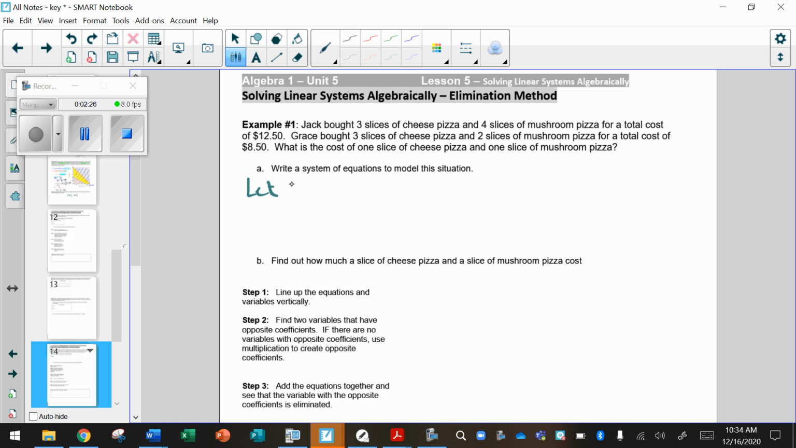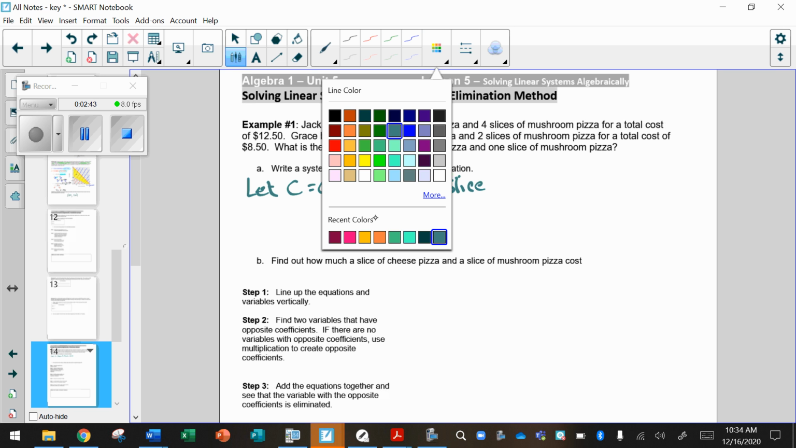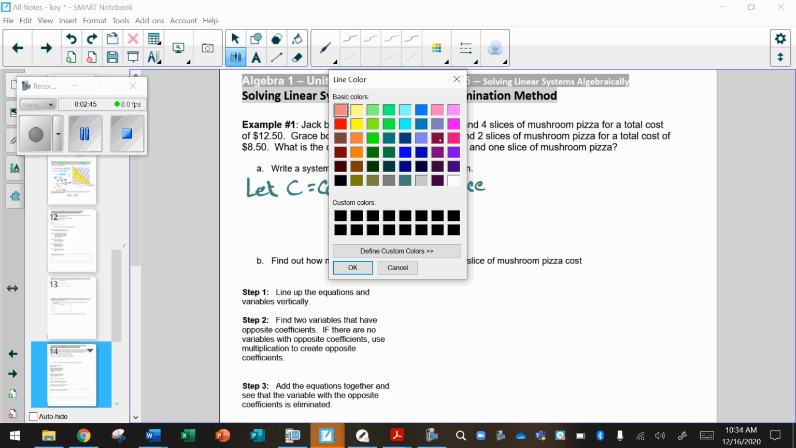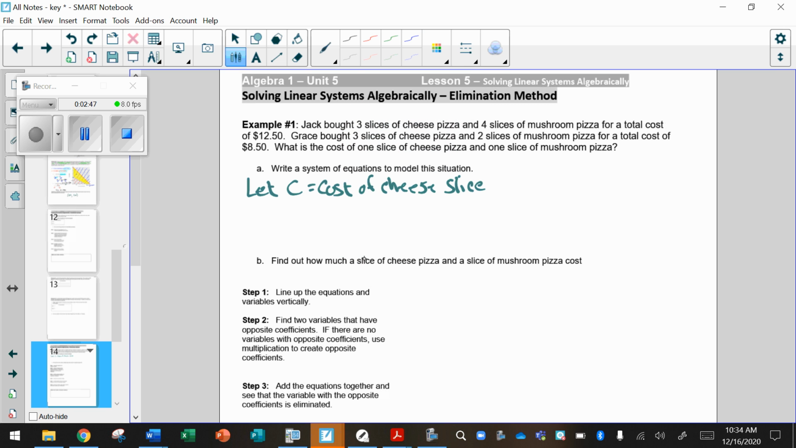I'm going to say let C equal cost of a cheese slice. So 1 slice of cheese pizza will cost letter C amount of money. And then we'll do M for mushroom.